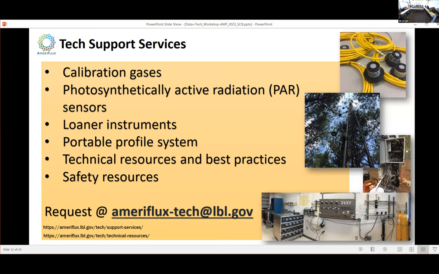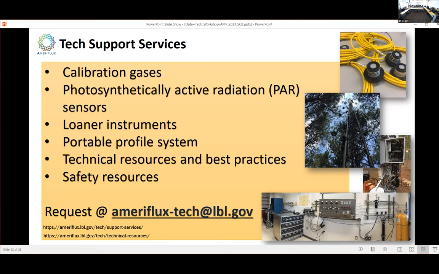We also have power sensors available to help you calibrate and benchmark your sensors. We have loaner instruments, meaning if you have issues with an instrument that needs repair. We've seen a lot of issues right now with the supply chain, where repair and calibration of instruments by manufacturers take forever. In order to minimize the gaps in your data set, contact us and we'll loan you equipment. It could be a gas analyzer, it could be a sonic anemometer.